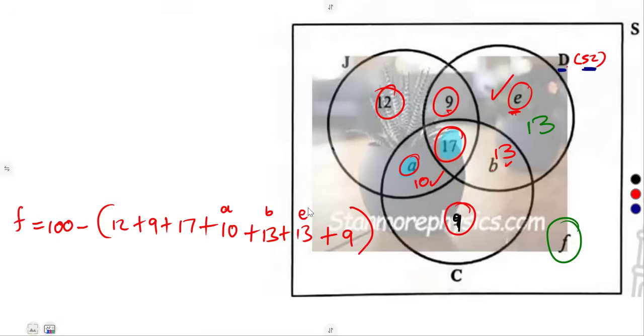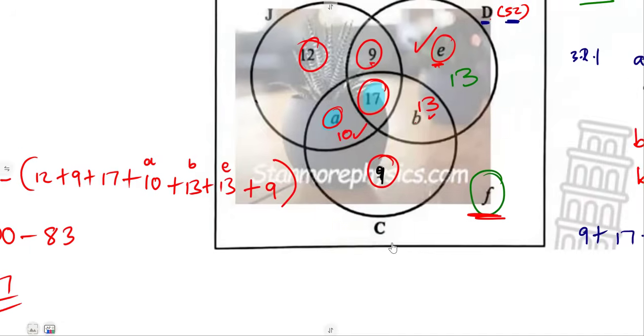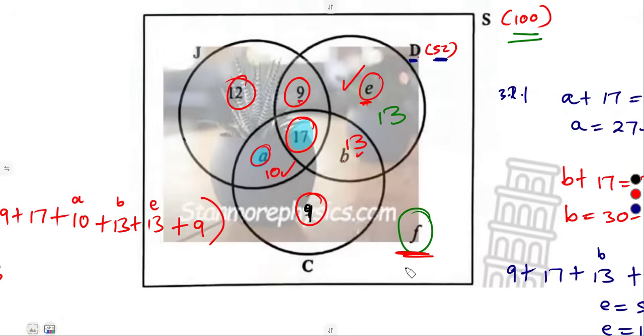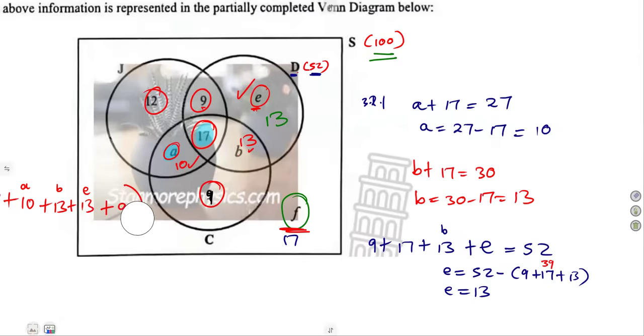So thus, if we subtract everything from 100, we're going to obtain the letter F, which is remaining there. So that's 100 minus the sum of these. That was the sum of 83. So 100 minus 83 was going to give us 17. Okay, so that's it. So we have got our F outside of these sets. It's 17. So questions can be of this nature. Yeah, it can be like that.